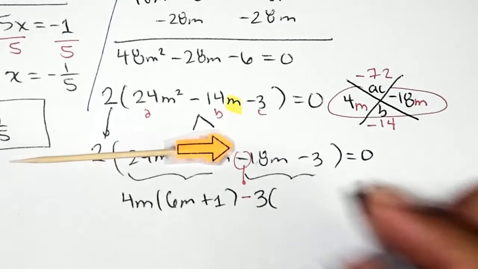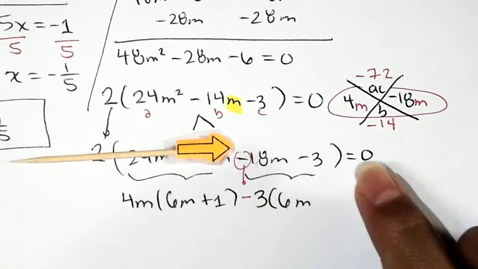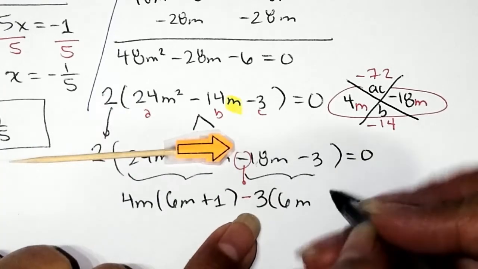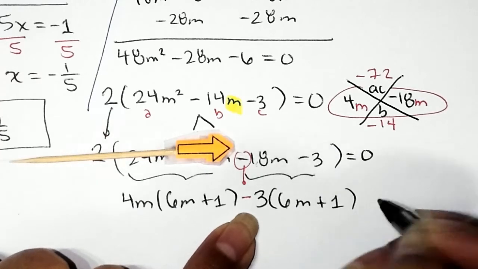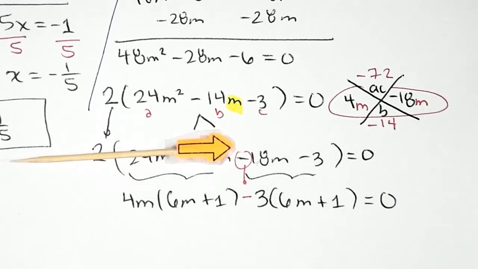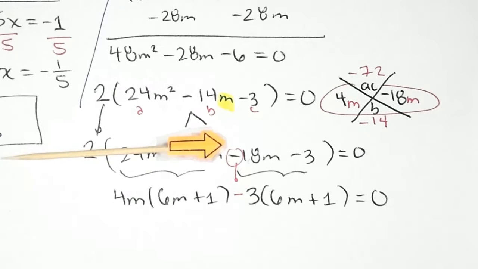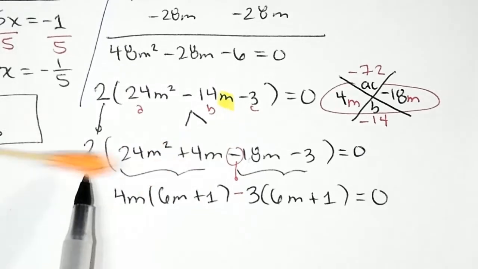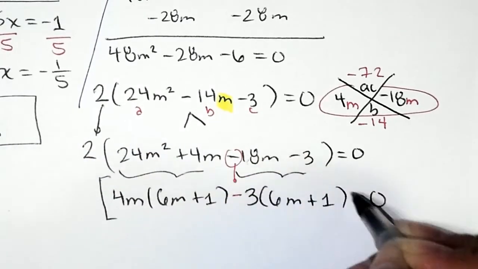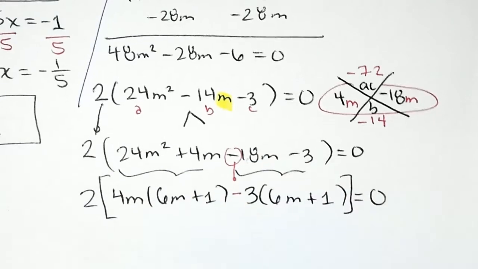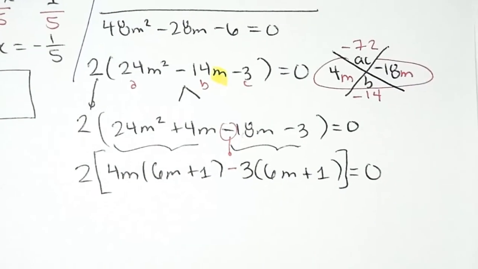First term over common factor will leave you with 6m. Second term over common factor will leave you with 1. Okay, fantastic. And we'll bring down the rest of the problem. So let me bring down the GCF. Remind me not to use my special effect. Okay, so let's go ahead and finish factoring that trinomial.